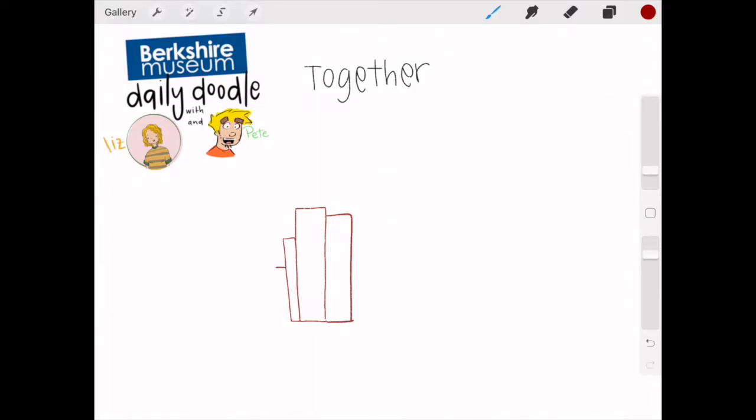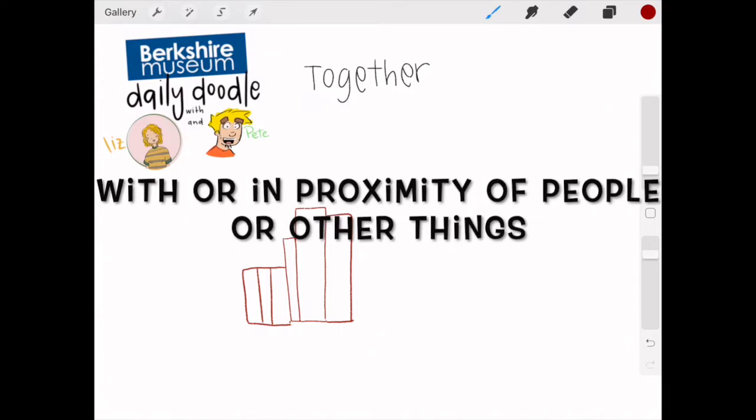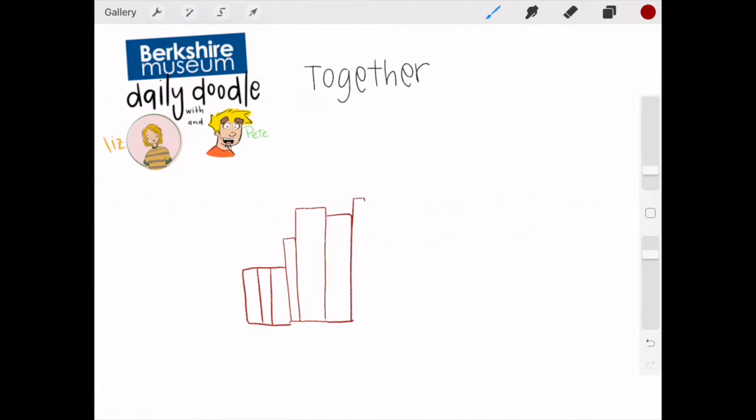So the definition for our word of the day is with or in proximity of another person or people or things. It just means being close to someone else, or working together, like you're doing things with other people.